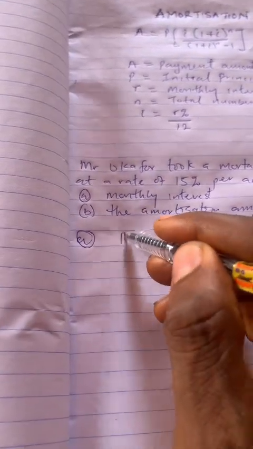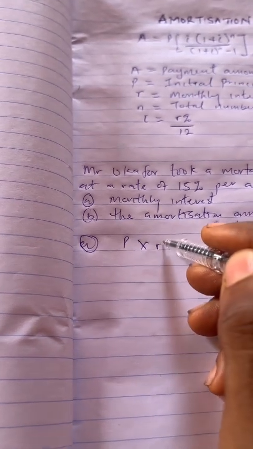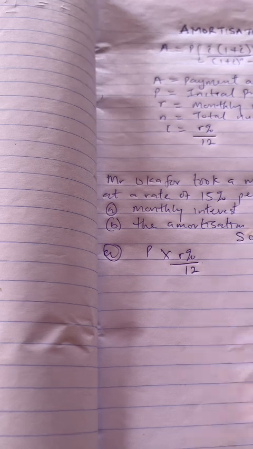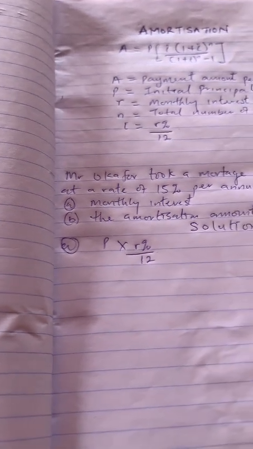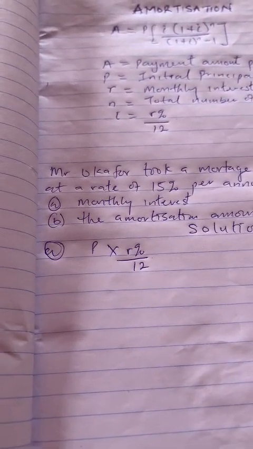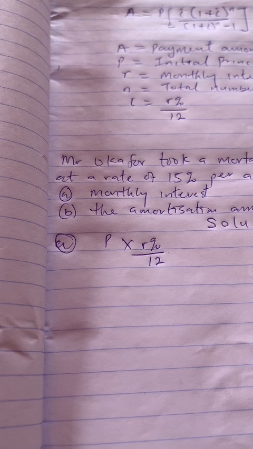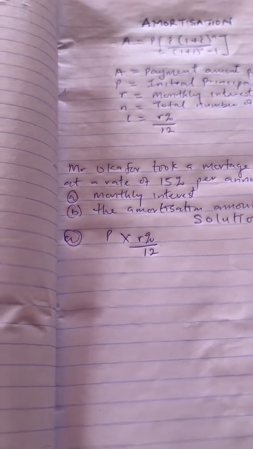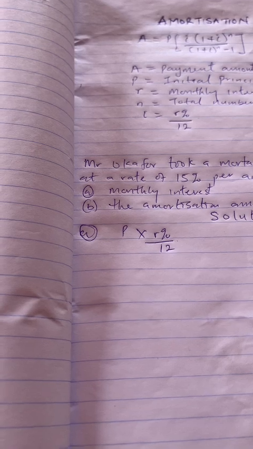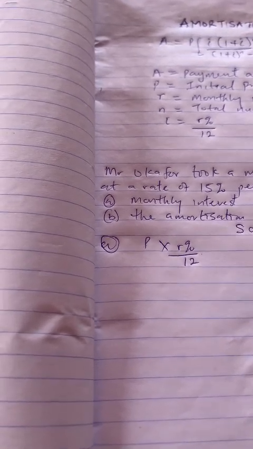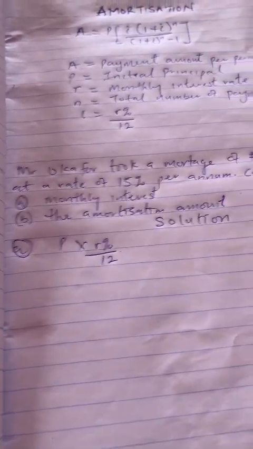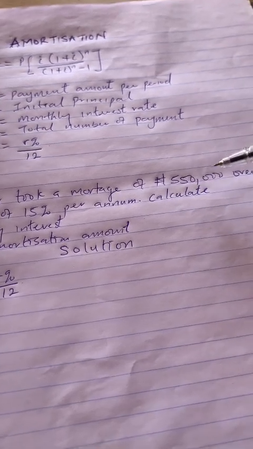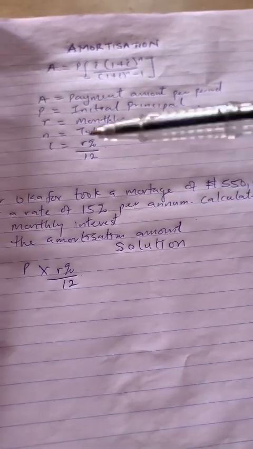Now the monthly interest, that is your principal times rate, in percentage, over what? Over 12. You know that per annum, 1 year is 12 months. So we are calculating in 12 months. That is why we are calculating by 12. So our principal in that place is 550,000, and our rate is 15%.